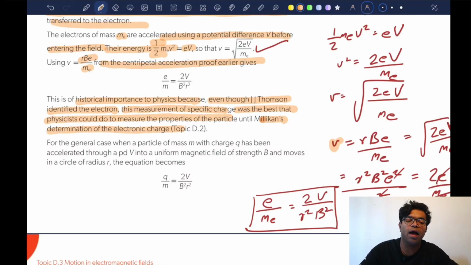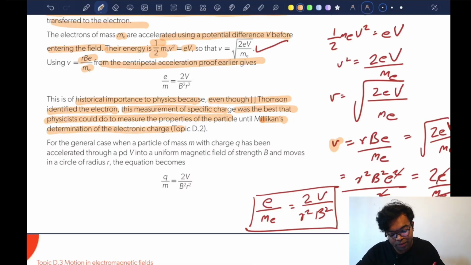But what ended up happening was Millikan, a great physicist, did the oil drop experiment and he was able to definitively calculate the charge on a single electron, which came out to be 1.6 into 10 raised to power minus 19 coulombs, and because of that people were able to declare the mass to be 9.1 into 10 to the power minus 31 kgs. So everything is connected, every single thing is connected from one to another.